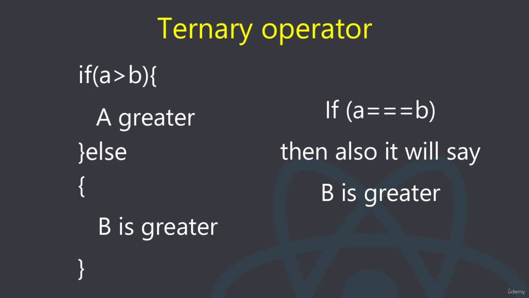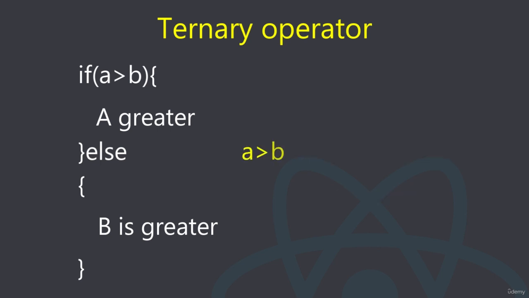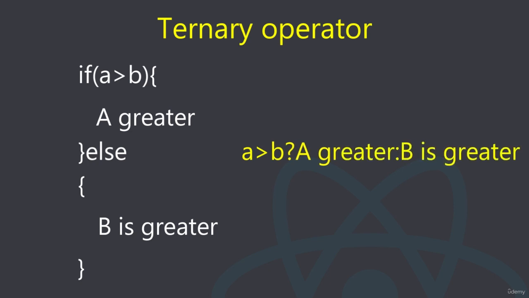If you want to try the very same thing with the ternary operator, which is an easier way, then you can say if a is greater than b, then there is a question mark. So this is the condition part. This is the true section. That is, when the condition is true, what you want. So you want a is greater. That's the message you want to display. Otherwise, b is greater. So this is how the ternary operator, that is inline if else, works.